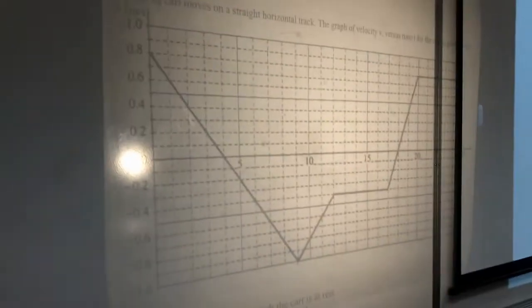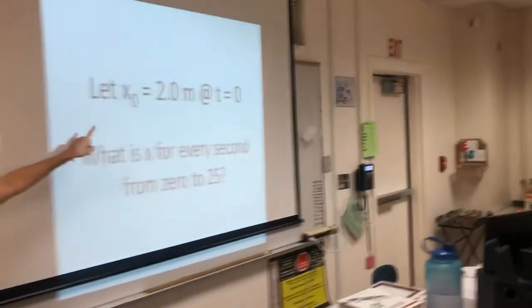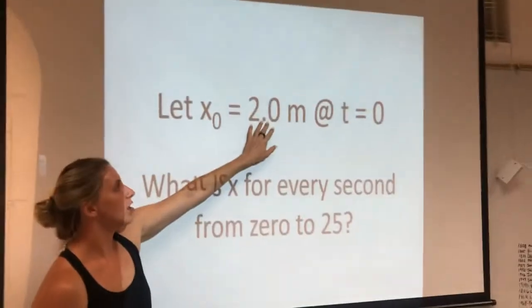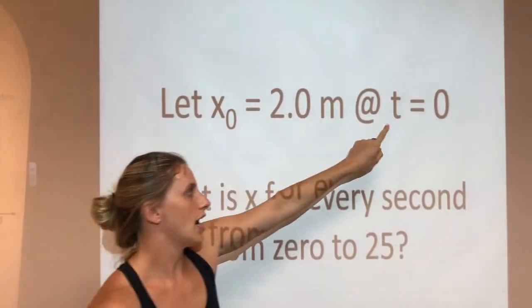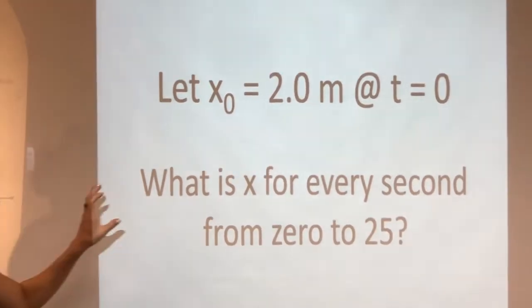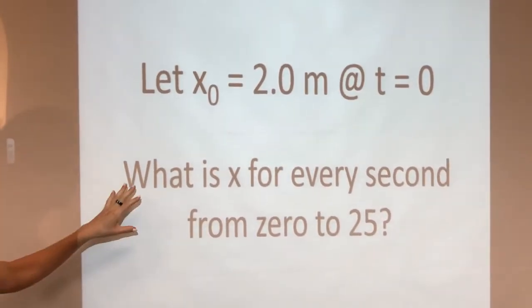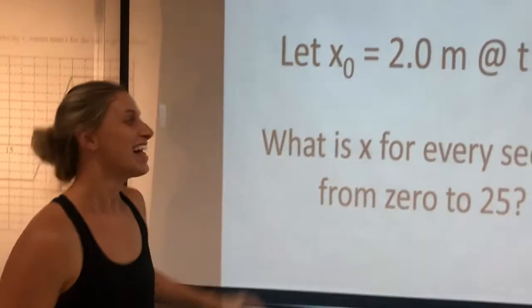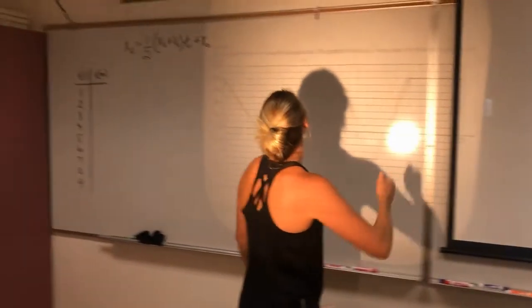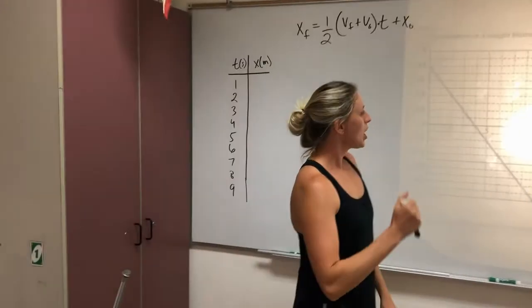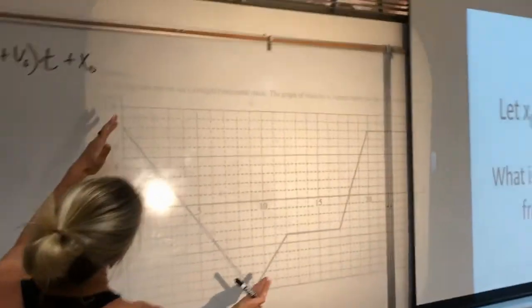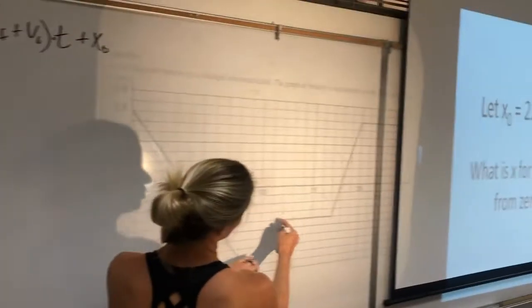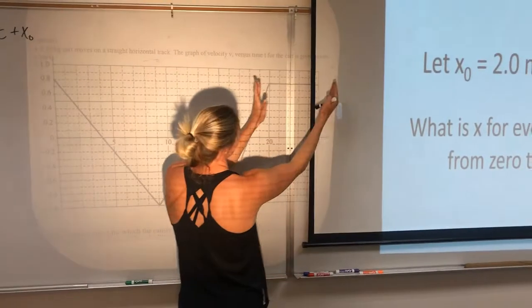Okay, so the last piece of information I want to give you guys is that our initial position is going to start off at 2 meters at time equals 0. So we want to know what is x for every second from 0 to 25. Ms. Moore, that's going to be a lot of work. This is a long question. It's a hard question. It's a grueling question. We're going to break it down into chunks, 5 different chunks. So we're going to focus on this chunk first, this chunk second, third, fourth, and fifth.